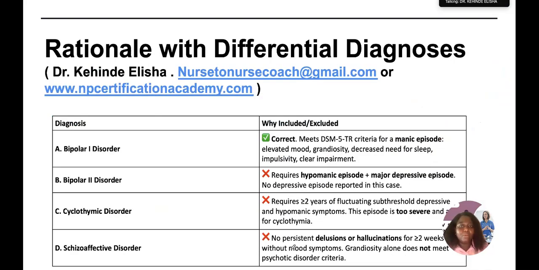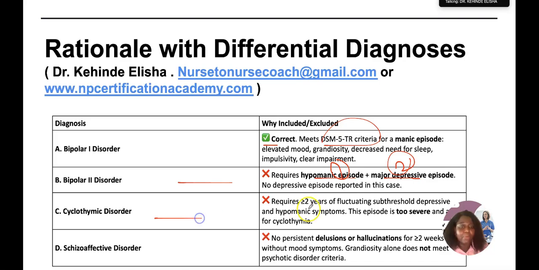Now let's look at the rationale for why we picked A. It's A because Bipolar 1 meets DSM-5 TR criteria for a manic episode: elevated mood, grandiosity, again based on the explanation that we just gave. Bipolar 2 disorder requires a hypomanic episode plus a major depressive episode. When I say bipolar 2, 2 poles, that's what I mean. Hypomanic is 1, MDD is 2. That is 2 poles. Bipolar 2, 2 poles, right?